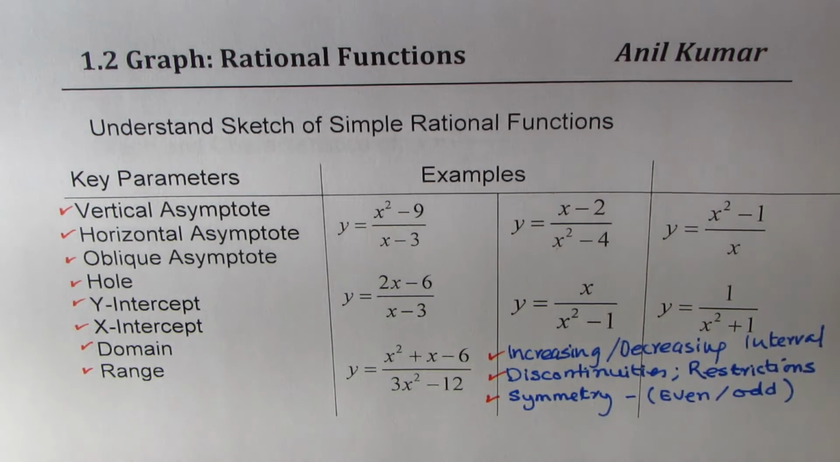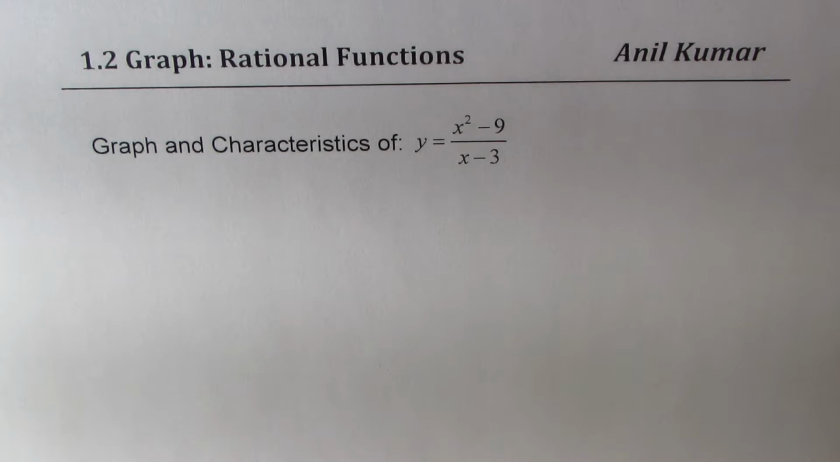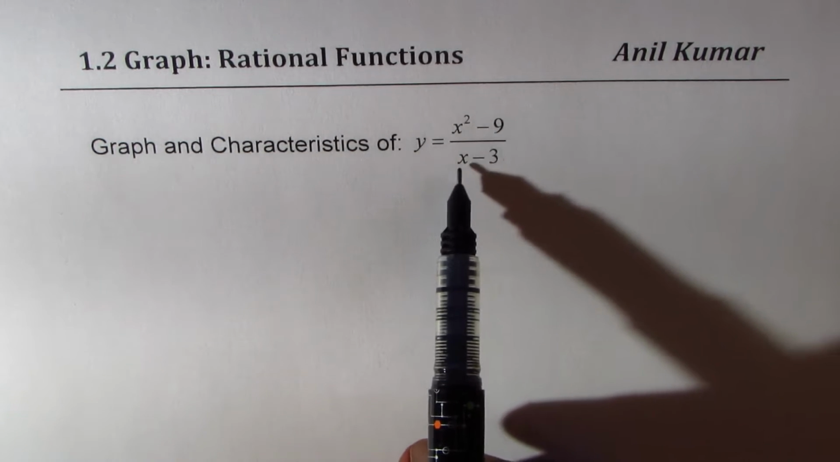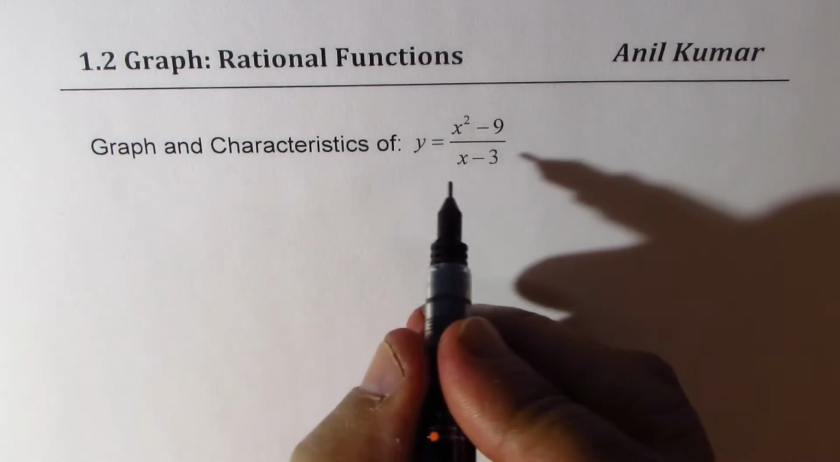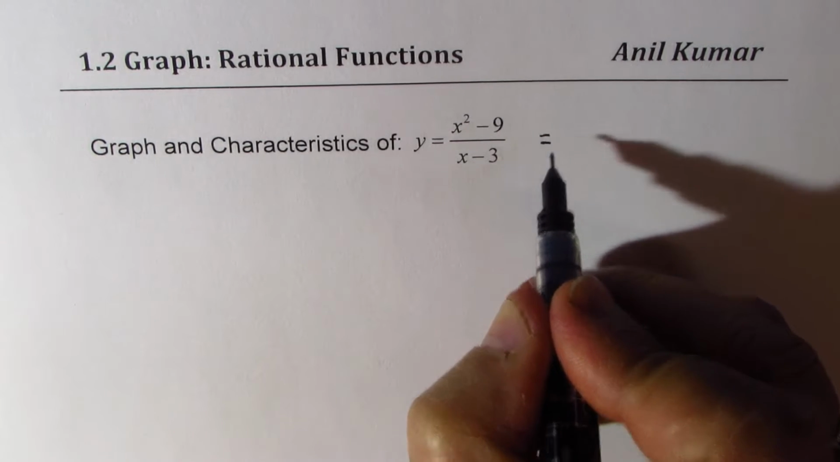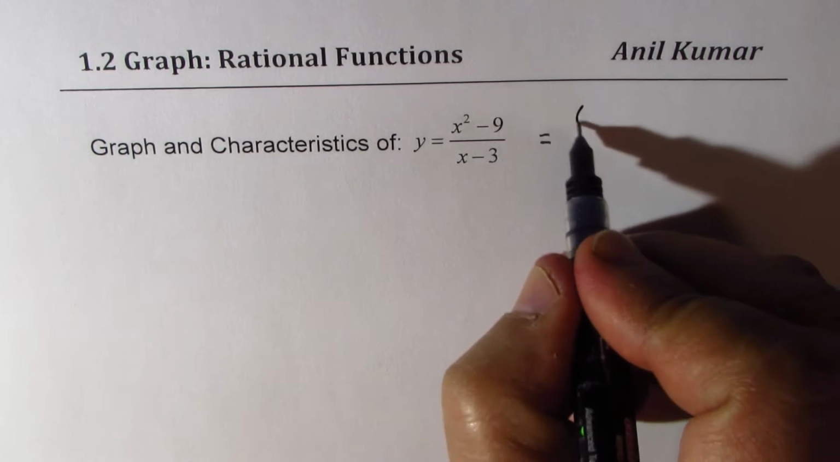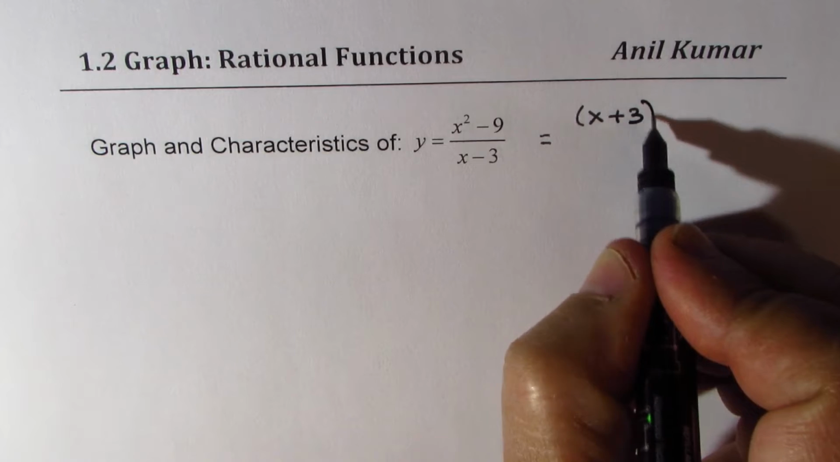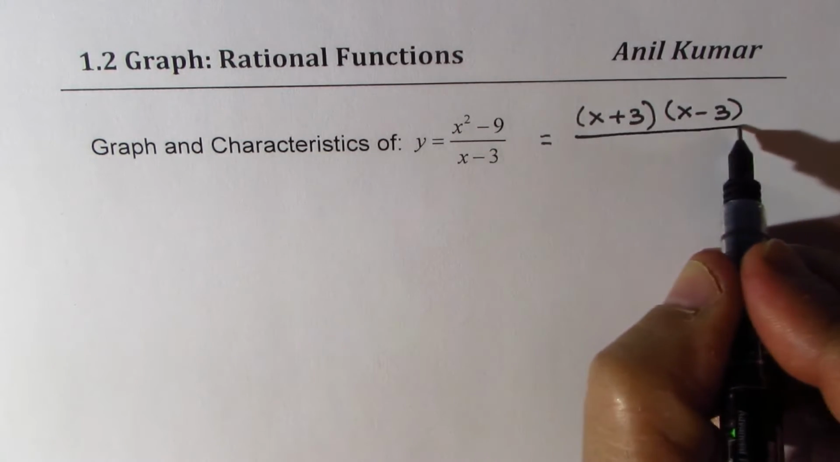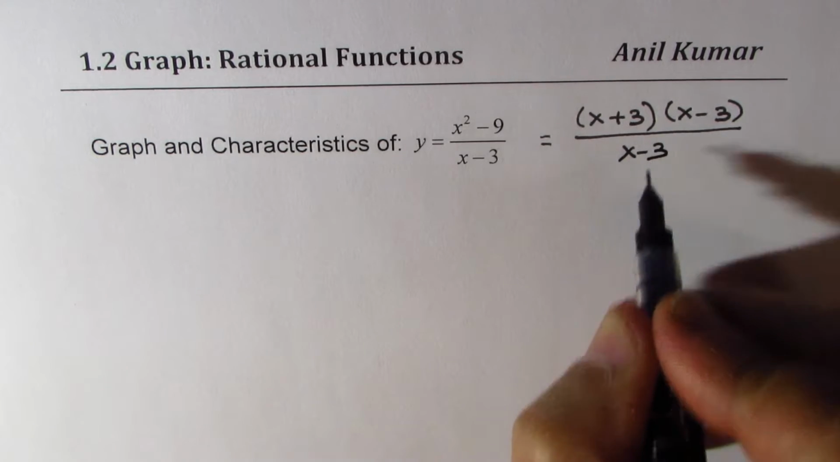Now let's begin with the very first example, where we need to sketch the graph of the function y equals x squared minus 9 divided by x minus 3. So let's rewrite this function in factored form. So I could write this as x plus 3 times x minus 3 divided by x minus 3.